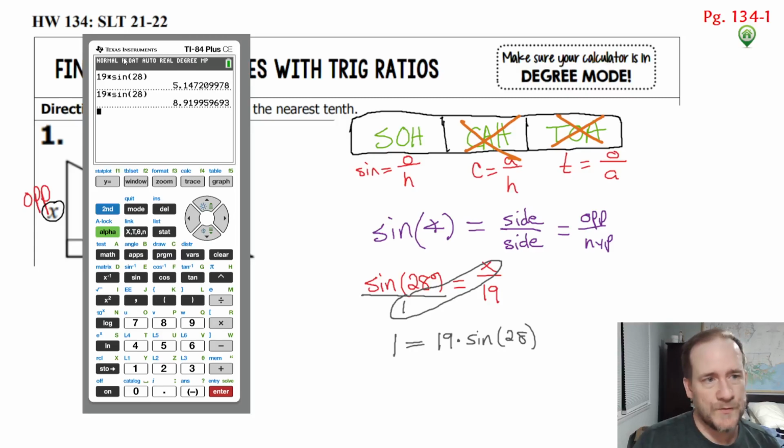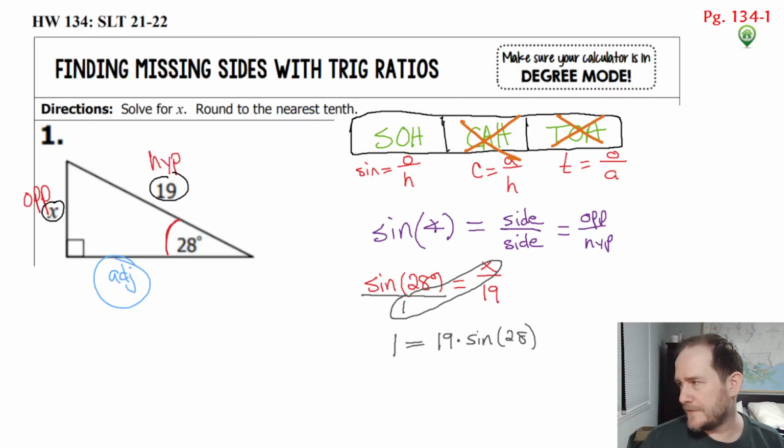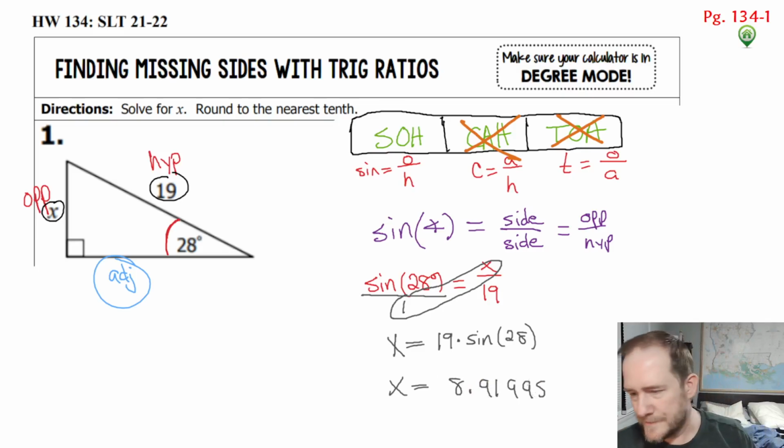So anyway, we now see that our correct answer is actually 8.91995. So let's round that off correctly. Well, what have I done? I wrote 1 when I was supposed to write x. But x is going to be 8.91995. Is that what I said? I already forget. And I closed my calculator by accident. Let me bring it back.